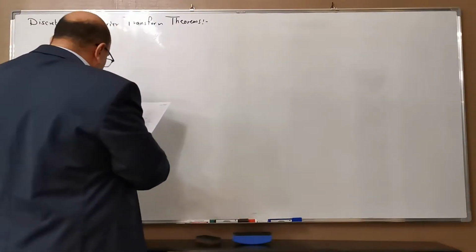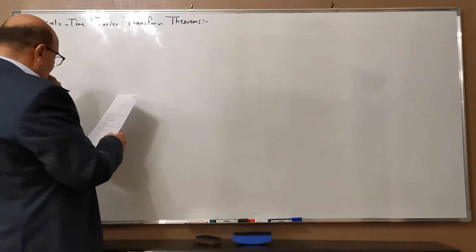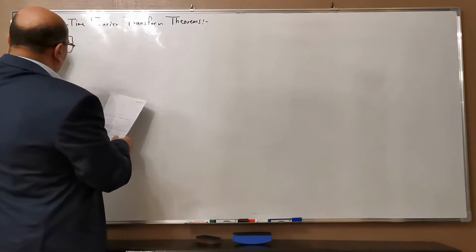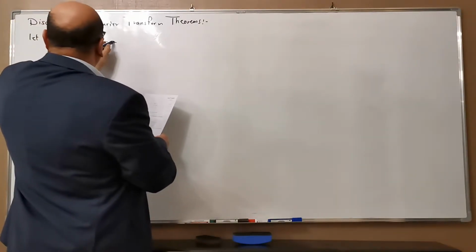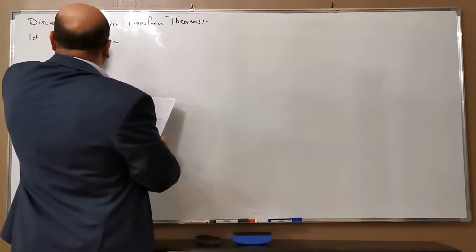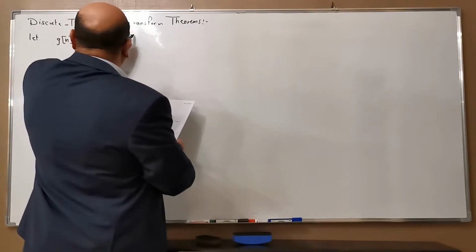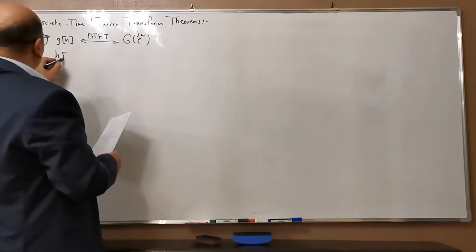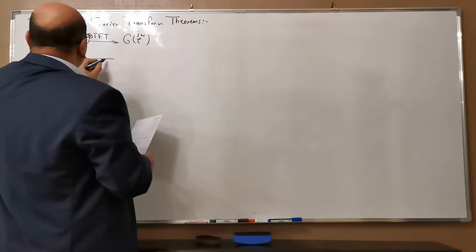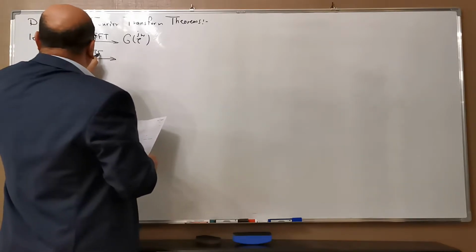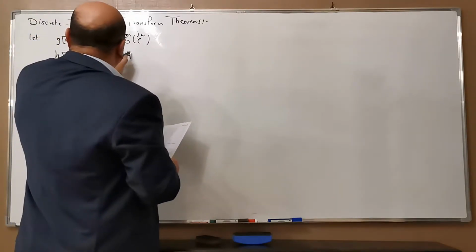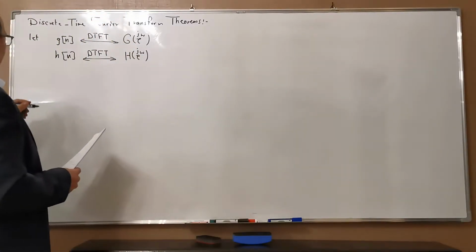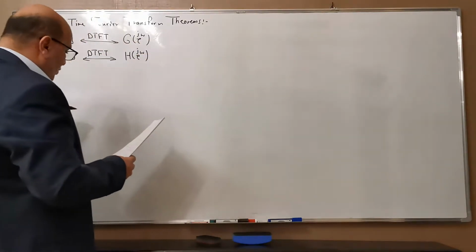To start with the theorems, I'm going to take two sequences. We're going to let g of n have the Fourier transform, DTFT, equal to G of e^{jω}, and another sequence h of n has the Fourier transform, DTFT, equal to H of e^{jω}. Based on this, we're going to start taking the theorems one by one.